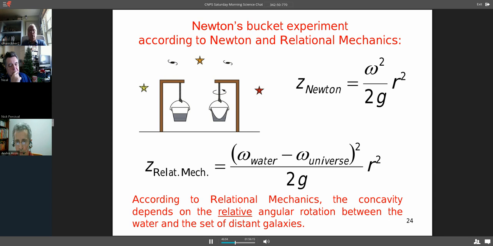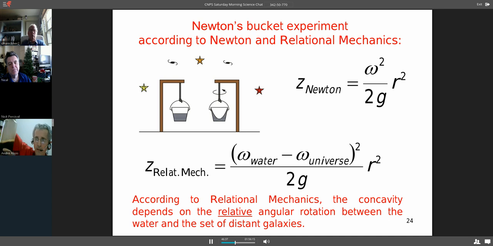So according to relational mechanics, the concavity of water depends on the relative angular rotation between the water and the set of distant galaxies. For instance, in Newton's original experiment, like here, when I perform the experiment here, when I spin it once a second, for instance, we can forget the rotation of the stars and galaxies. That goes to zero compared to once a second.